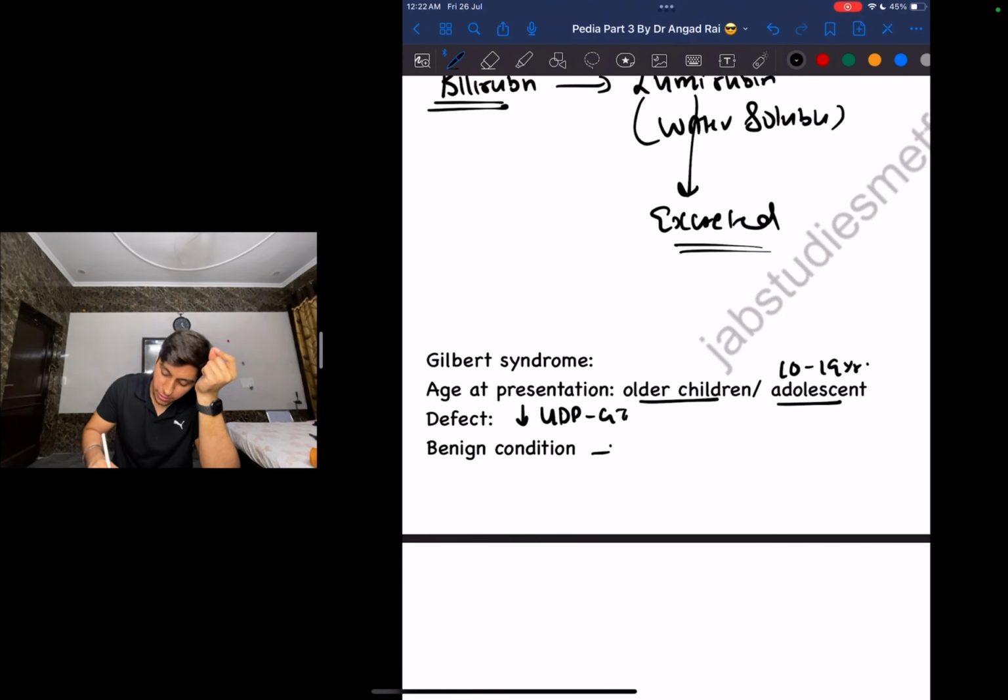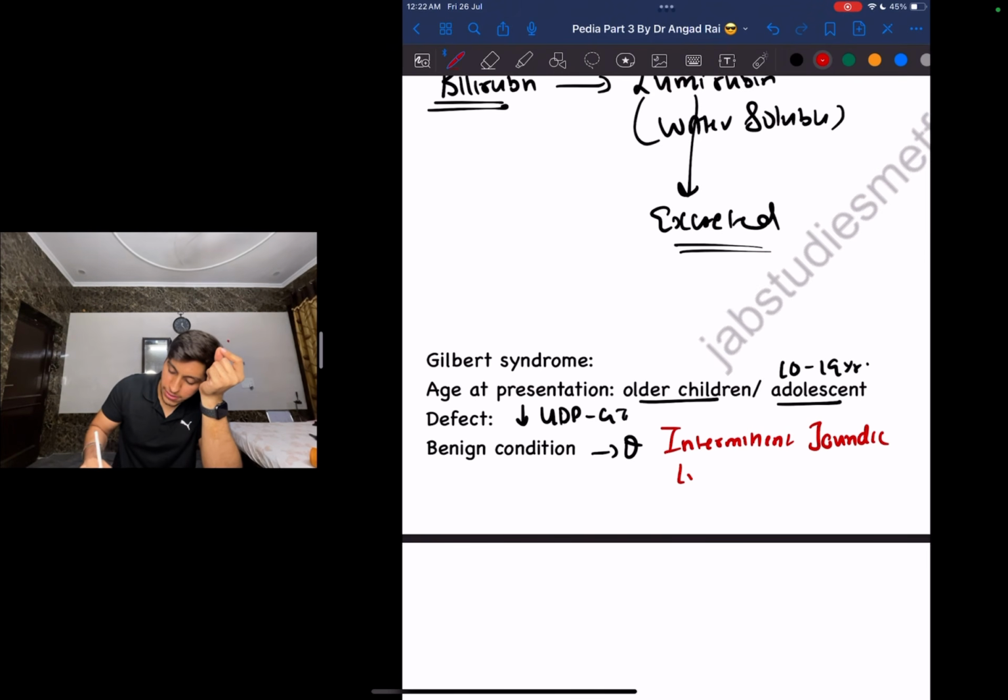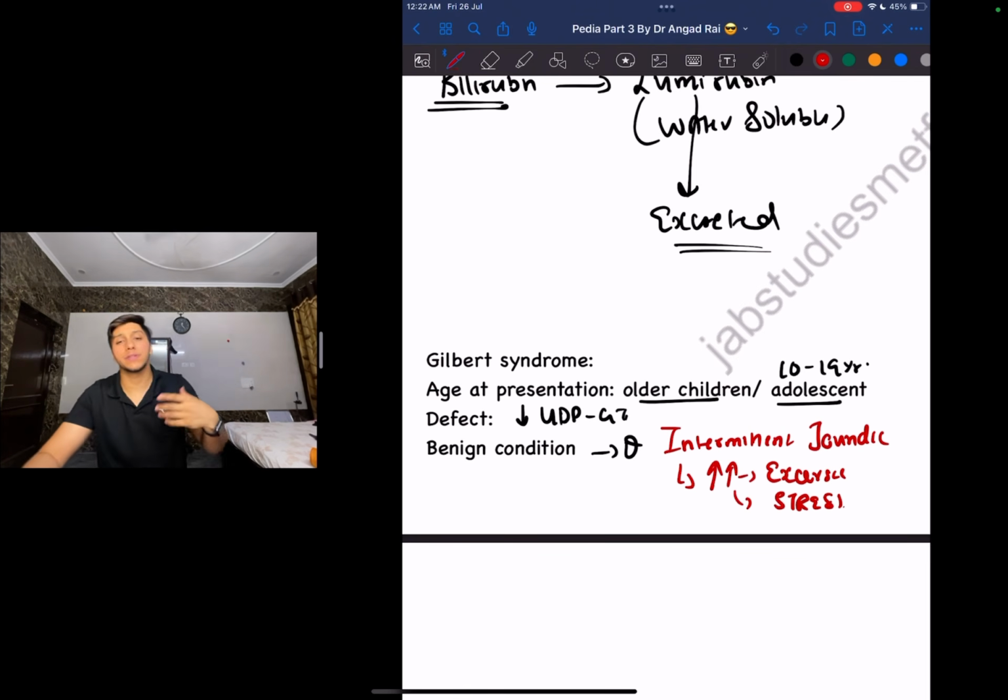It comes with intermittent jaundice, which is exaggerated during exercise or stress. So the question can come: a player was playing football or something, and after every match, or after regularly playing, he gets sick, he gets jaundice. So that is Gilbert syndrome. Management again is symptomatic, reassurance is there, nothing to do about it.